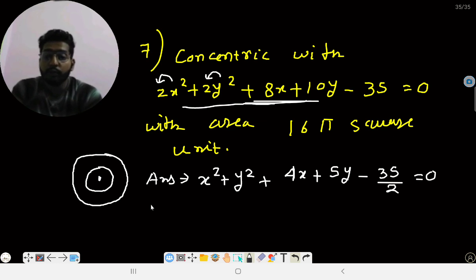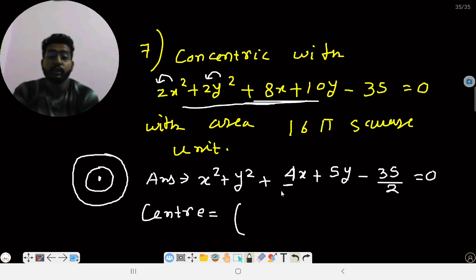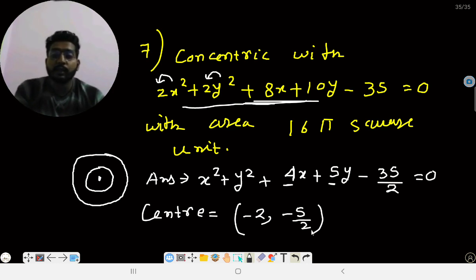Now the center, how to find the center? What is the short technique to find the center? Here the coefficient of x is 4, so you have to multiply by minus half. The coefficient of x will be multiplied by minus half, and the coefficient of y also multiplied by minus half, and we will get the center. So 4 times minus half is minus 2, and 5 times minus half is minus 5 by 2. So to find the center you multiply the coefficients of x and y by minus half. Here it will be minus 2 and minus 5 by 2. So that will be the center.